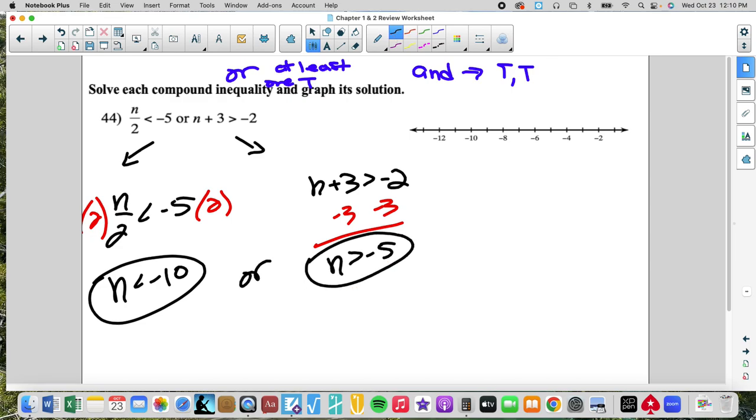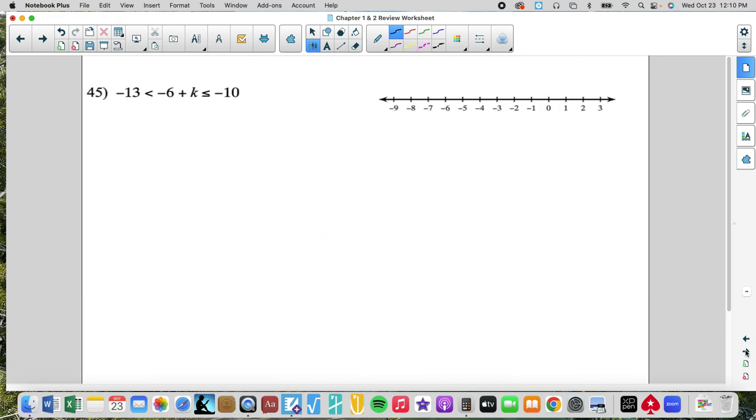And it's an or, so n is less than -10, open circle, going to the left, and n is greater than -5. You better make sure that it is on that dash mark. I'm going to be particular about it. That is your answer. You don't have to write it again. This is an and statement.